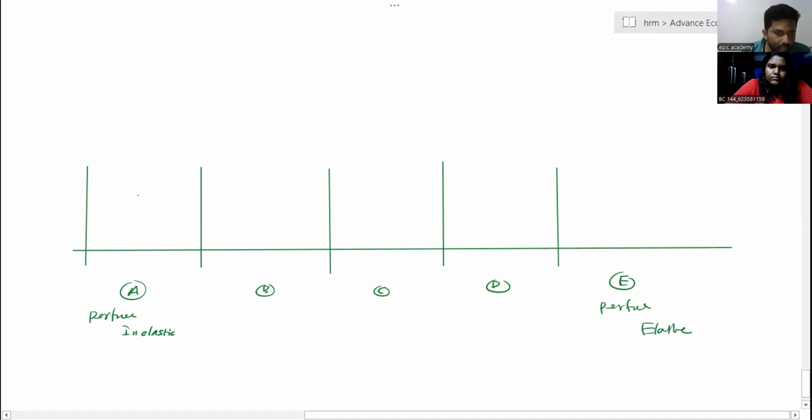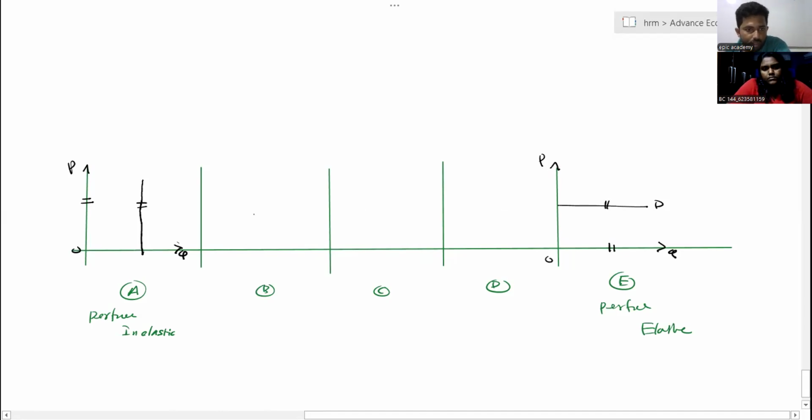In perfect inelastic, the curve is a parallel line to the vertical axis, the price axis. This is price, this is the Q axis. So it is parallel to the price axis. In the perfect elastic situation, the demand curve is a parallel line to the quantity axis, or horizontal axis. This is Q. It's very easy to identify. And the next one is B, inelastic.